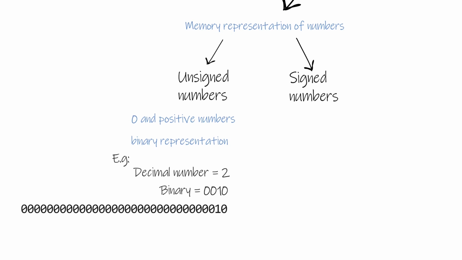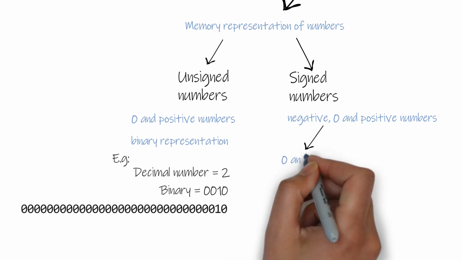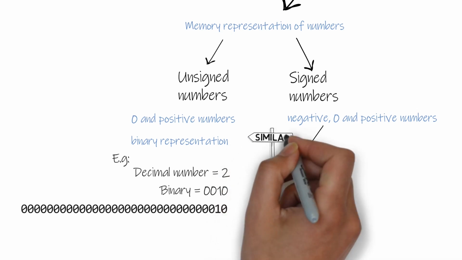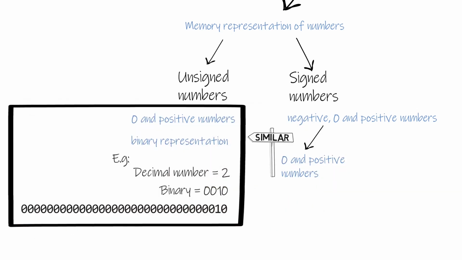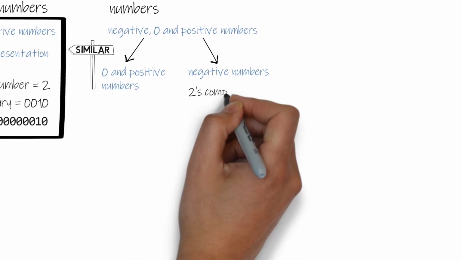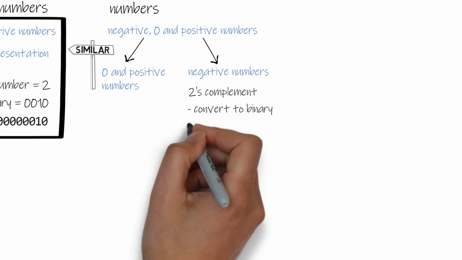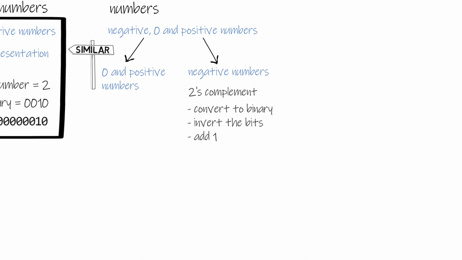On the other hand, we have signed numbers, which consist of all negative numbers, 0 and positive numbers. To represent 0 and positive numbers, we use a similar binary representation that we use for unsigned numbers. In order to represent negative numbers, we use a technique known as 2's complement. 2's complement simply means we convert the number into binary form, flip or invert all its bits, and add 1 to it to get a number that would represent a negative number.